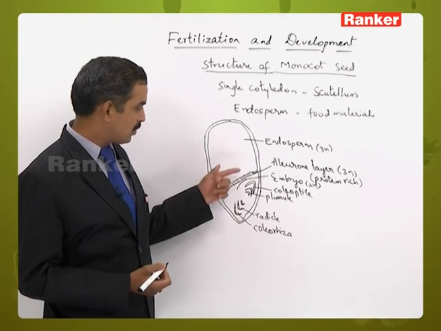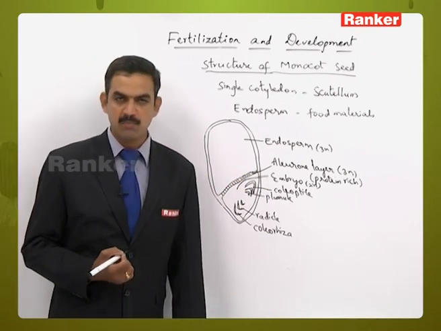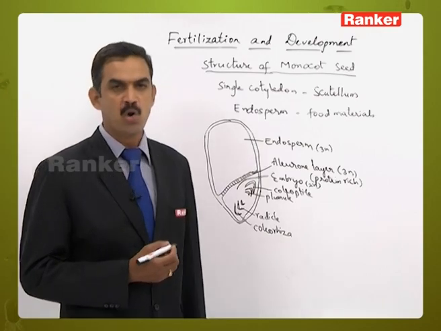Actually, the aleurone layer is also formed from the endosperm tissue only. That is the reason why it is triploid in condition.